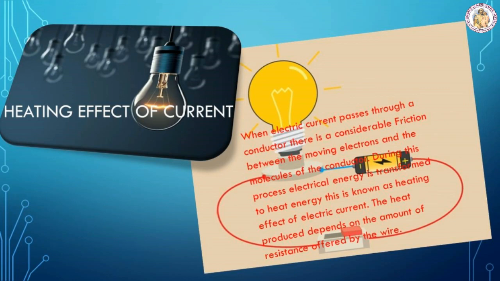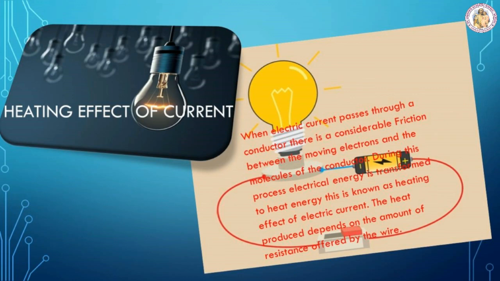After some time we are going to touch the bulb. Yes, we can feel the heat. When electric current passes through a conductor, there is a considerable friction between the moving electrons and the molecules of the conductor. During this process, electrical energy is transformed to heat energy. This is known as heating effect of electric current.